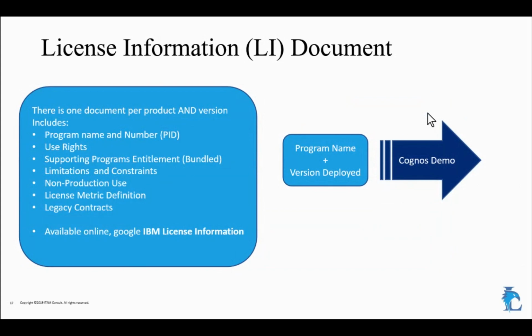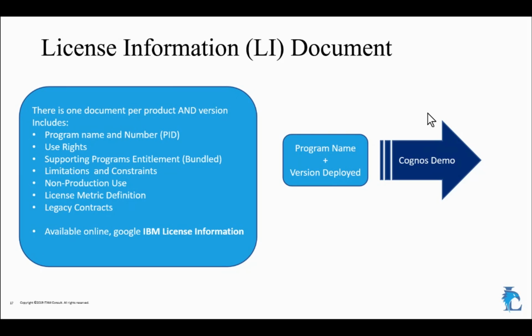I cannot overemphasize that. Each version has a different license information, which means that essentially as you upgrade over time, the license information changes and the terms and conditions change. The license information document will also contain the program name, the PID, which connects to the technology, use rights, the supporting program entitlement or bundles, which is very important when it comes to optimizing and reducing costs. It also documents limitations and constraints, how you can use things in non-production, definition of the license metric, and of course, any legacy contracts.